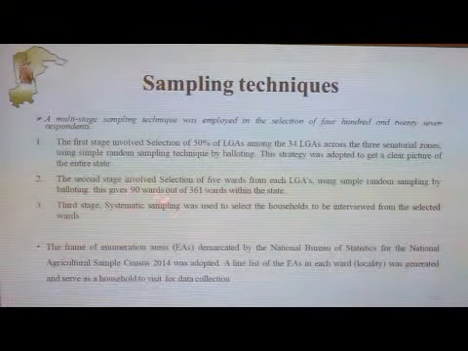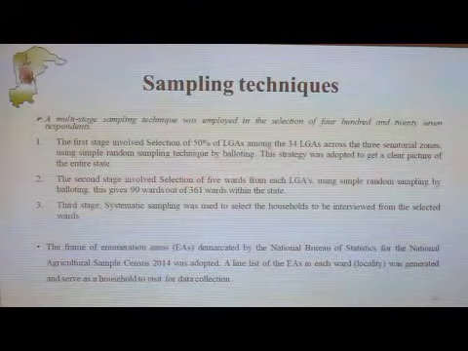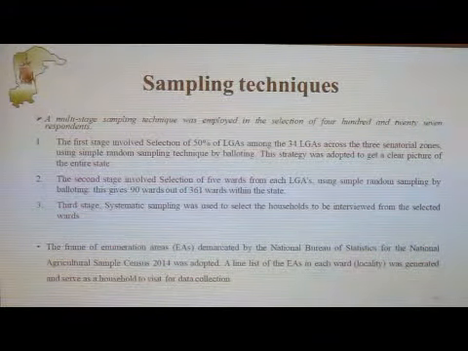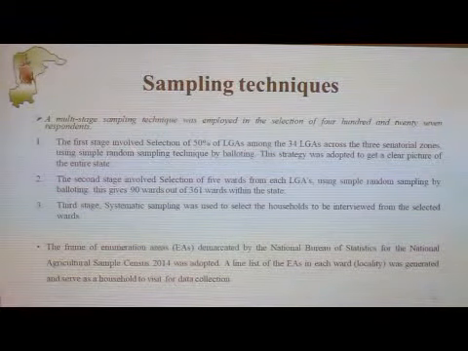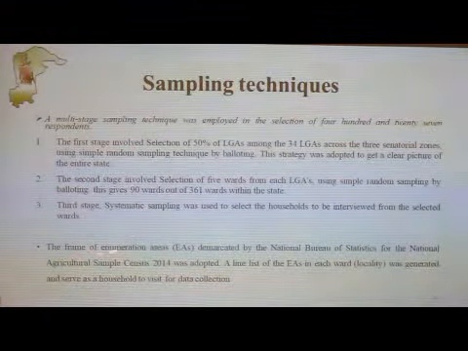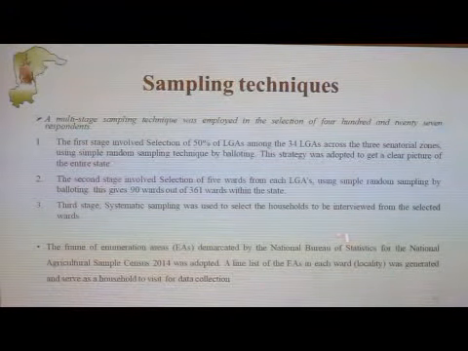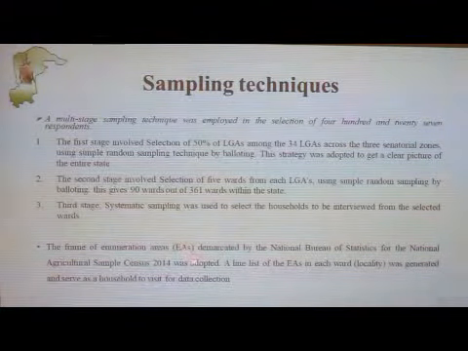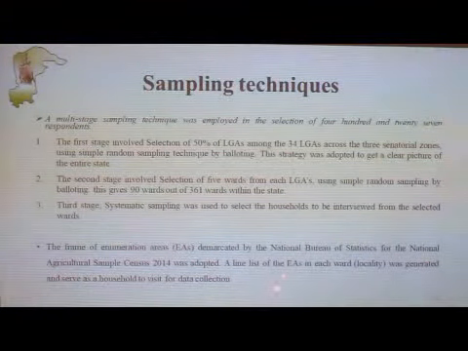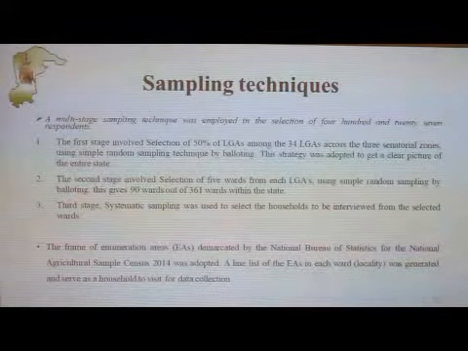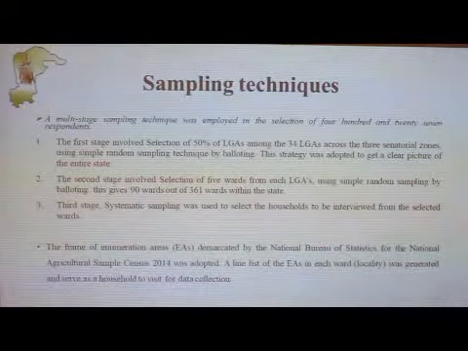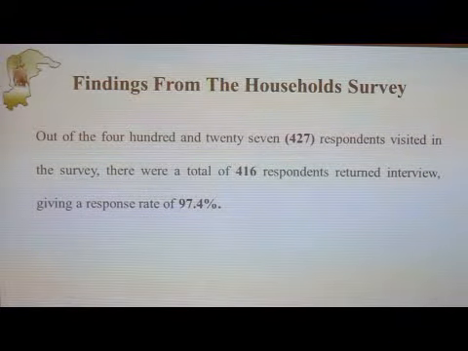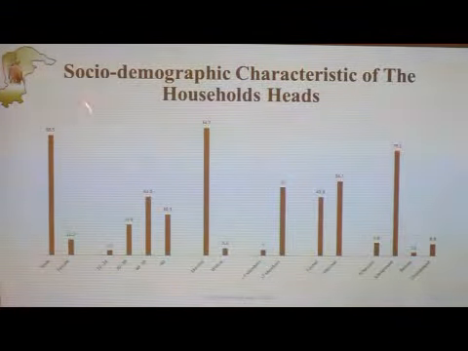This came up with 90 wards out of the 361 within the state, and the third stage used systematic sampling to select the households to be interviewed during the study. The frame of enumeration areas demarcated by the National Bureau of Statistics for the National Agricultural Sample Census 2014 was adopted, where a list of enumerated areas in each ward locality was generated and served as the households to visit for data collection.